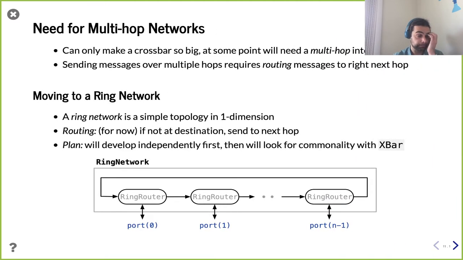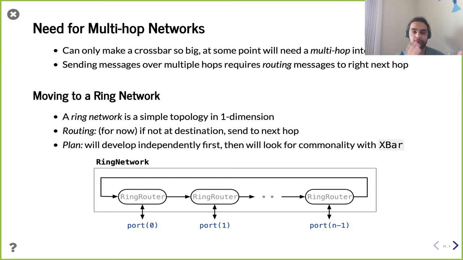So, crossbars are great, and if you study network design, you'll find that for a couple of hosts, that's the best you can hope for, right? Full connectivity, one hop to get to where you need to go. That's wonderful. But the question is, how big can you make the crossbar? Two, three hosts, no problem. Eight hosts, maybe that's starting to get a little tough. 500 hosts, no, right? That's not going to be possible.